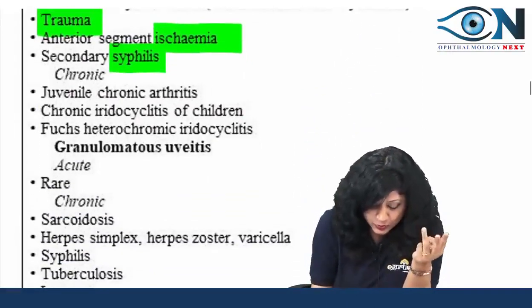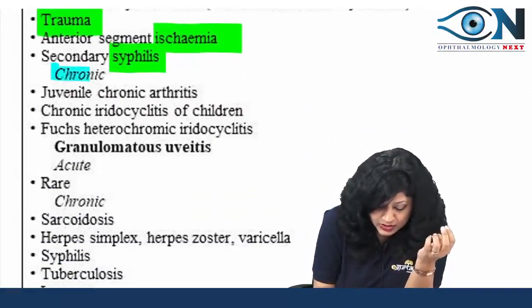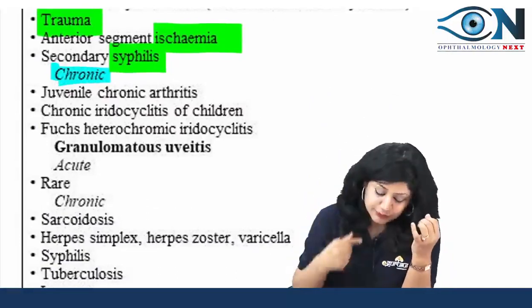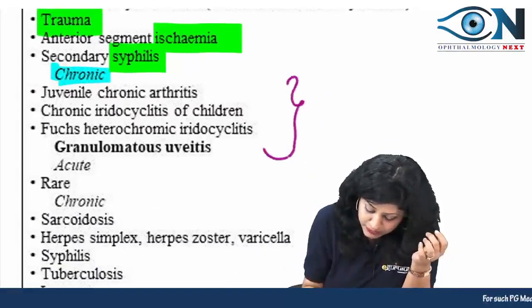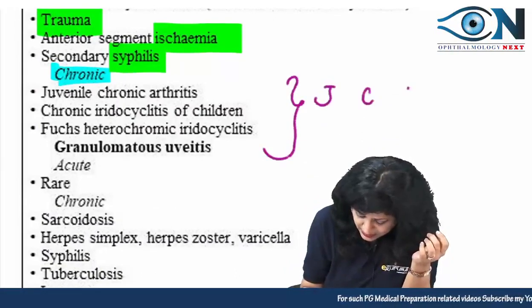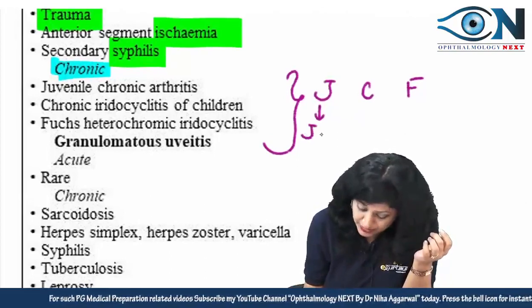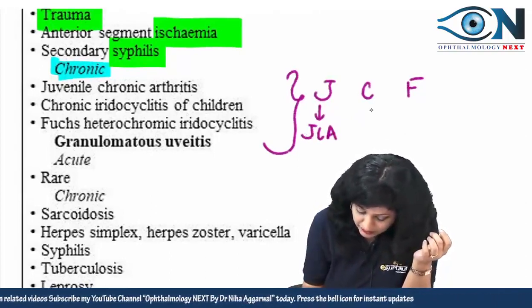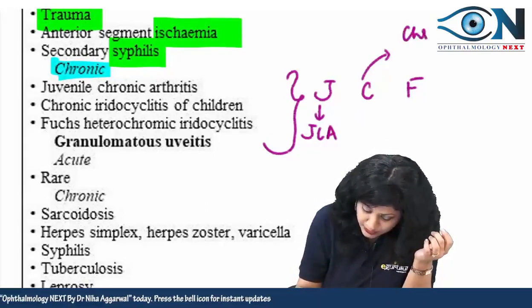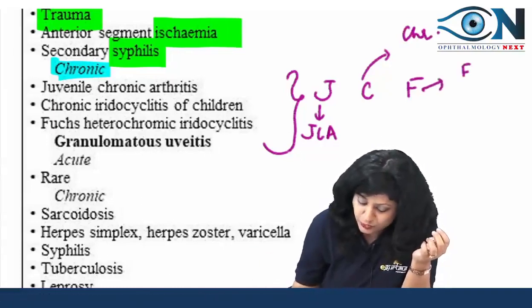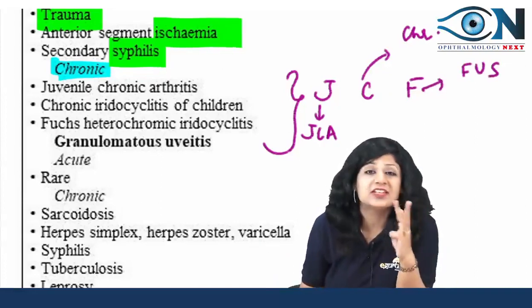Now looking at the chronic ones. So chronic ones are just 3, so you can go through it. It is your JCF. You can easily make a mnemonic for this. So J will be what? J will be your juvenile chronic arthritis. Then we have got C for chronic iridocyclitis, and then you have got F. F is your Fuchs uveitis syndrome. So remember it as a JCF.